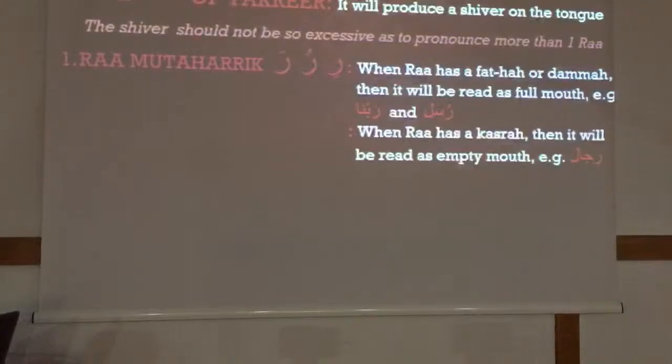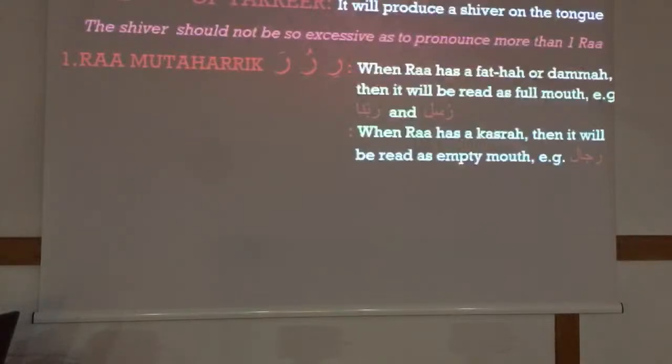Now what's the first case? When ra mutaharrik has a fatha or a dhamma, then the ra will be read full mouth. Very simple. This rule is very simple. You don't need to look at the letter before or after. All we're going to look at is the sign, the haraka, the vowel on the ra.